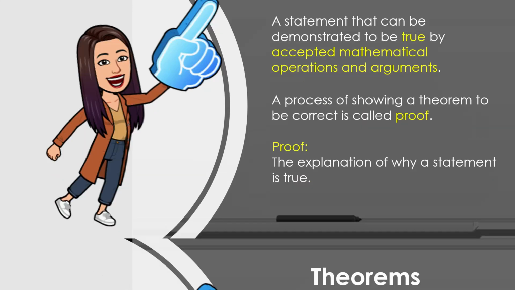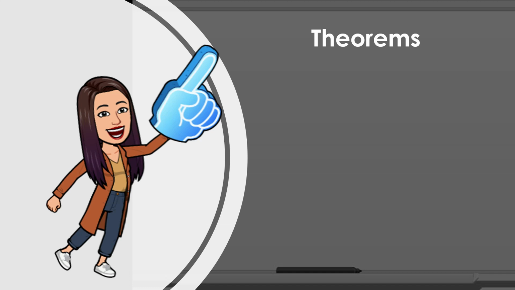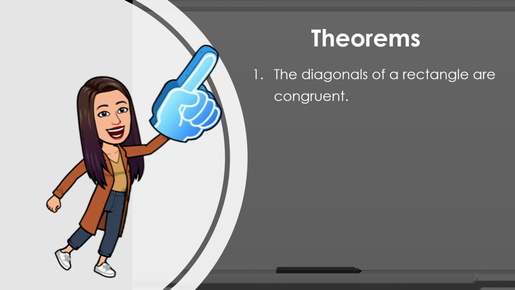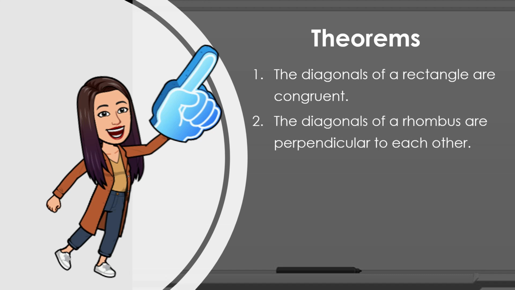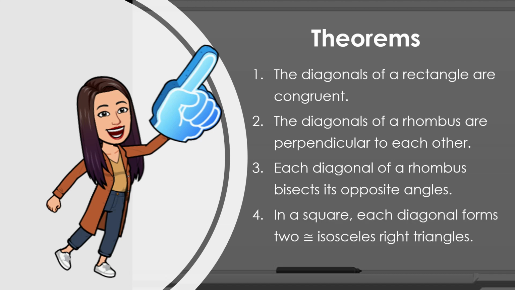In fact, there are many theorems behind parallelograms. But let us focus first on the first four theorems of parallelograms. First, the diagonals of rectangles are congruent. Second, the diagonals of a rhombus are perpendicular to each other. Third, each diagonal of a rhombus bisects its opposite angles. And fourth, in a square, each diagonal forms two congruent isosceles right triangles.